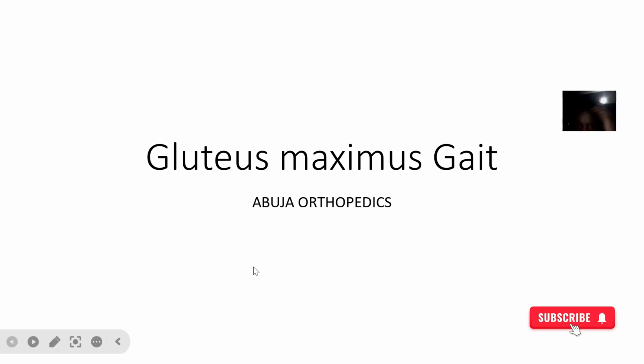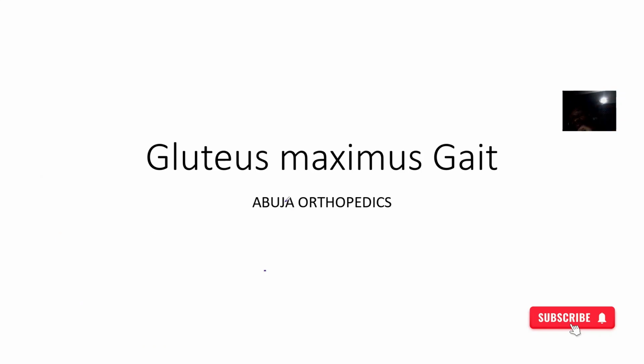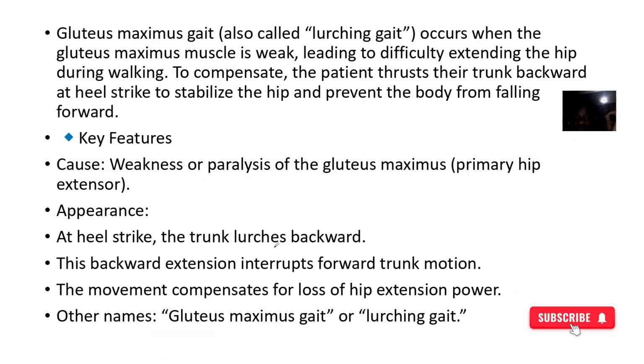So for the next movement abnormality, which we are going to discuss, this is what is known as a Gluteus Maximus gait. Gluteus Maximus gait. Okay, it's also known as a Lordotic Gait. So you can see how the person's back is swayed, the upper body is swayed back, while the lower limb is kind of moving before the upper limb. So Gluteus Maximus gait is also known as lurching gait, it's also known as Lordotic Gait.